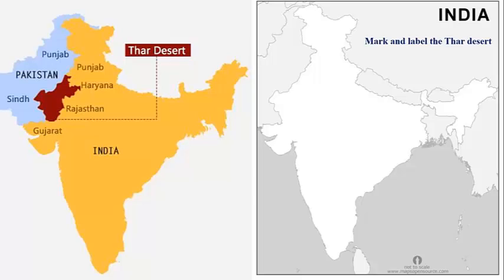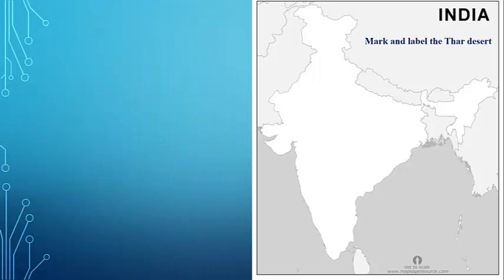Shown on the left side, the Indian Desert is located in 4 states of India. Seeing this, we can mark and label the Thar Desert on the outline map of India given on the right side. We have to first of all put a dot in the southern end and in the northern end. From there, approximately, we can draw and write Thar Desert over here.